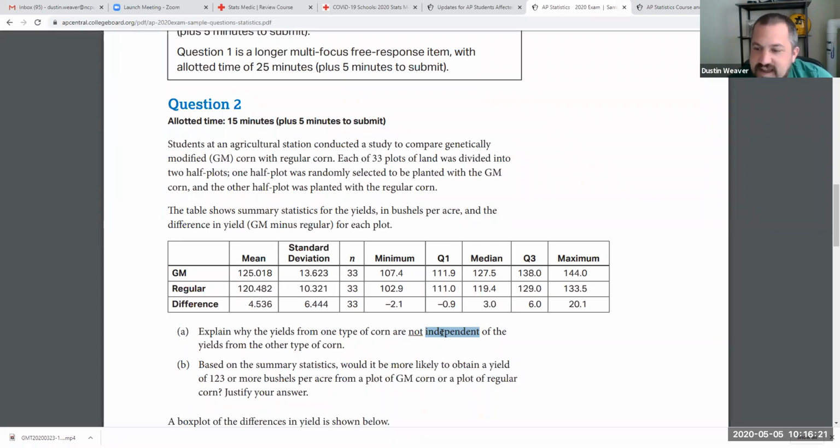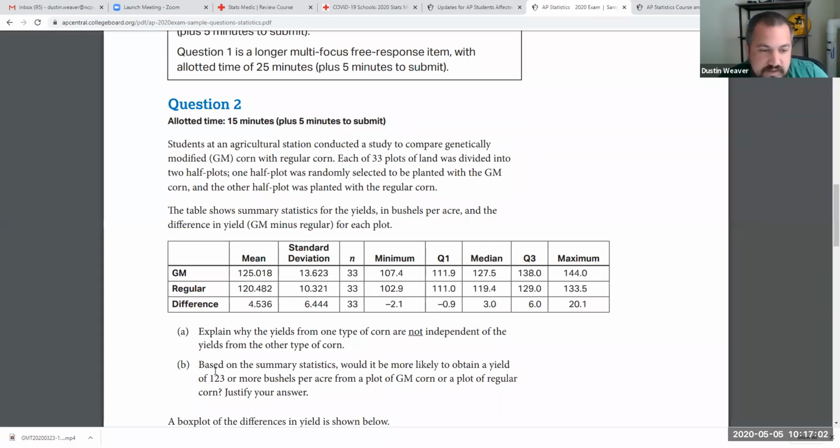Does anybody have an idea there? Yes, Gavin, that is correct. Because they're on the same plots of land. So can everybody see, 33 plots of land was divided into half plots. So basically, this is grown on the same plot of land, whether it's the genetically modified or the regular. Because it's being grown on the same plot of land, we can assume it's getting the same amount of sunlight, the same soil, the same everything, right? So that makes them not independent of each other. So that is part A.